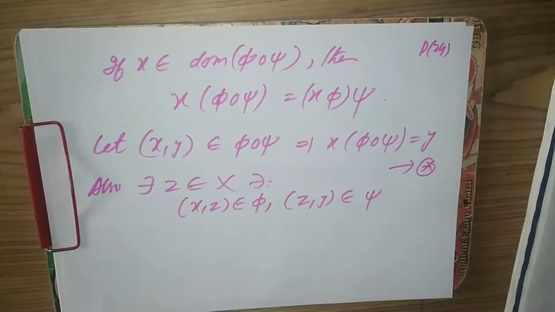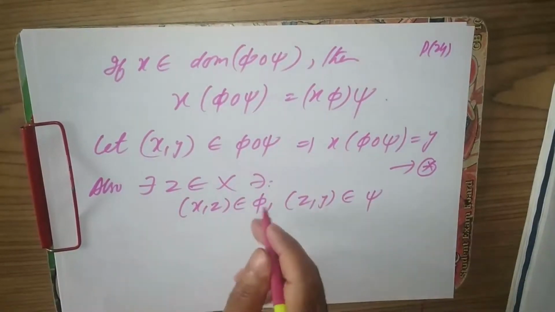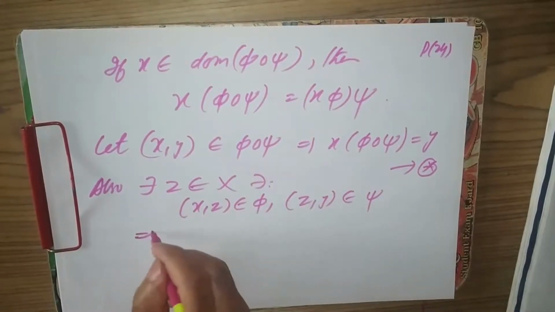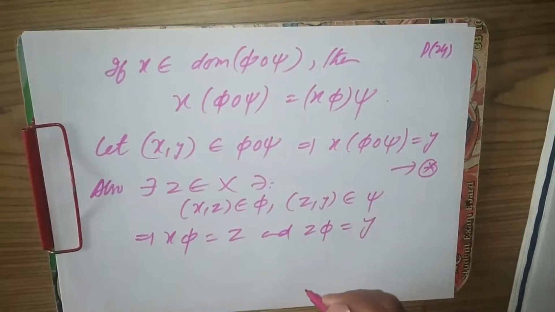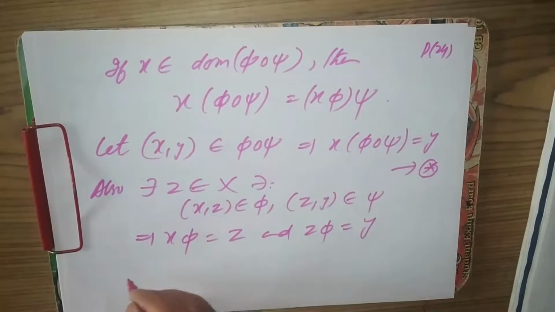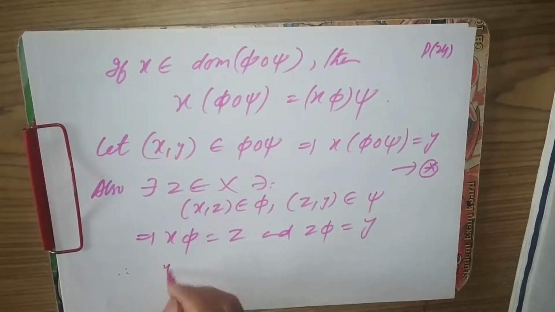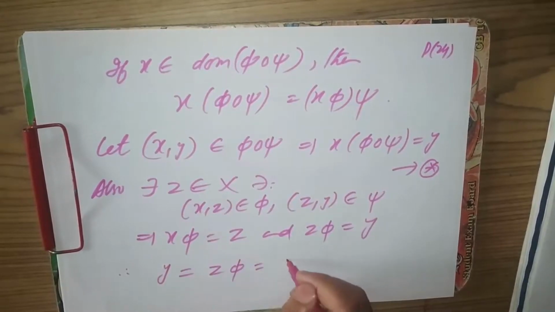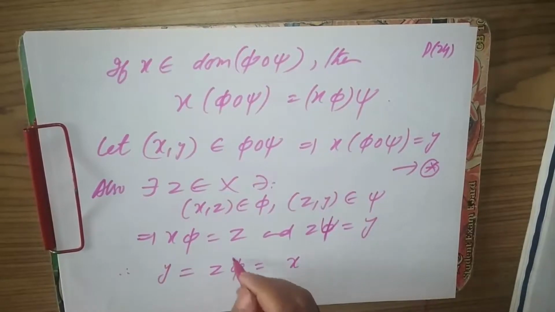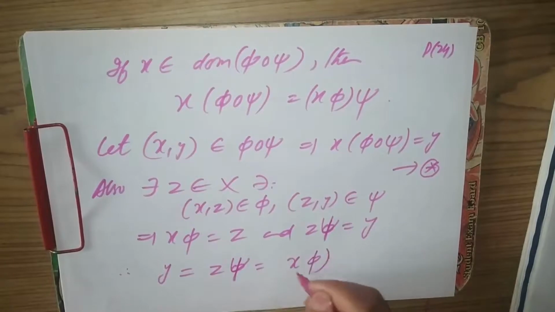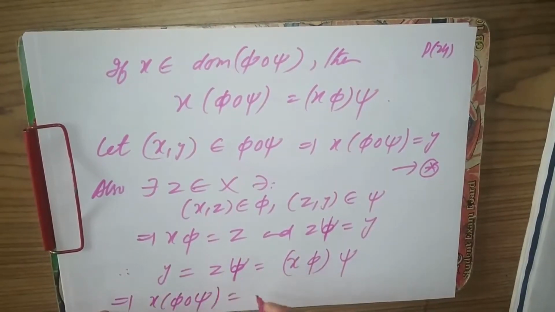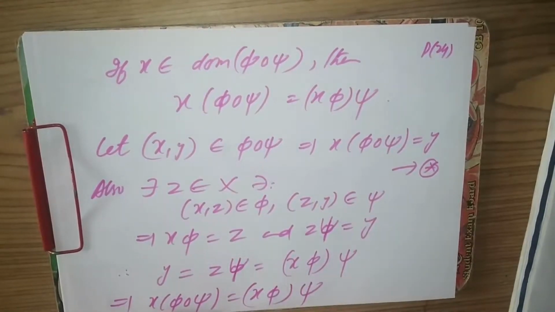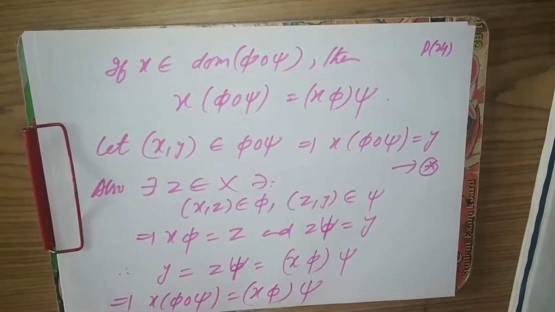We need to find, there are partial maps actually. Since phi is a partial map, psi is a partial map, therefore z is the unique image of x, which implies x phi is actually z, and y is the unique image of z, so z psi is y. What's z? z is equal to x phi. So let's apply the star here. What's y? y is equal to x of phi composition psi, which is equal to x phi psi. So therefore the composition of two partial maps is just the composition of the mappings actually. So that proves this theorem completely.